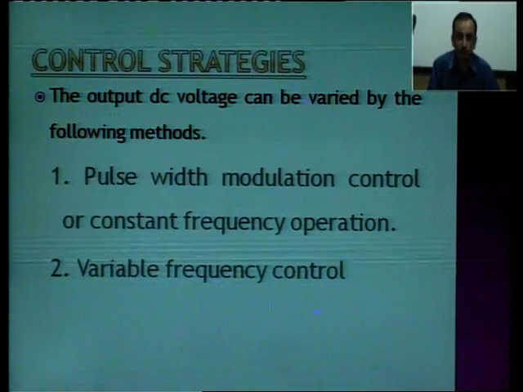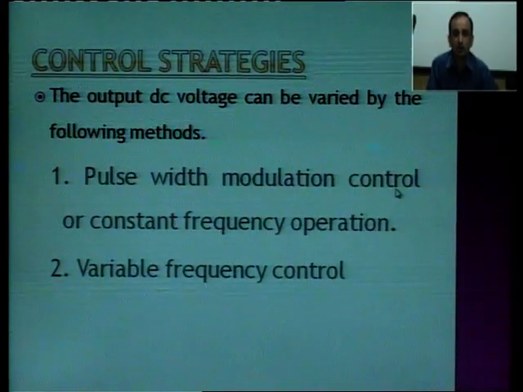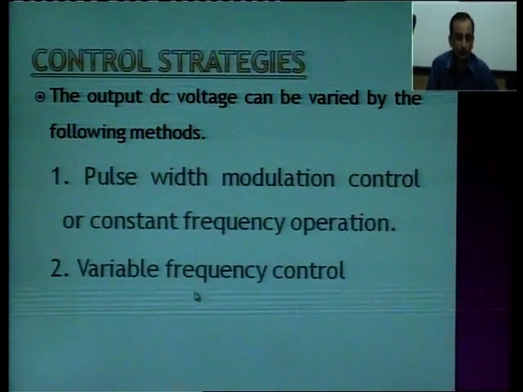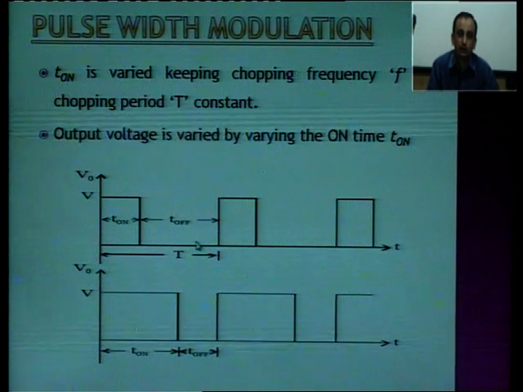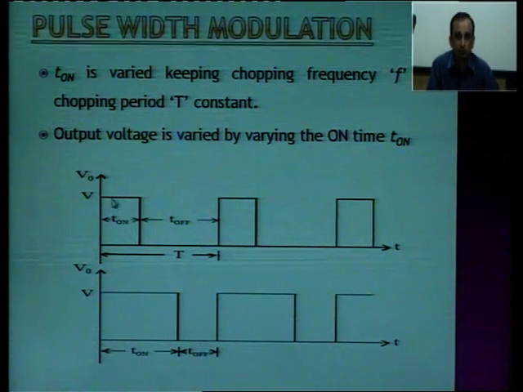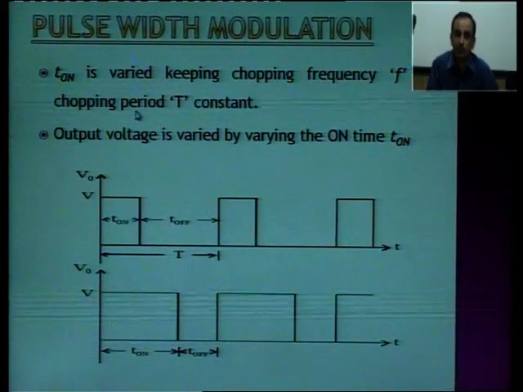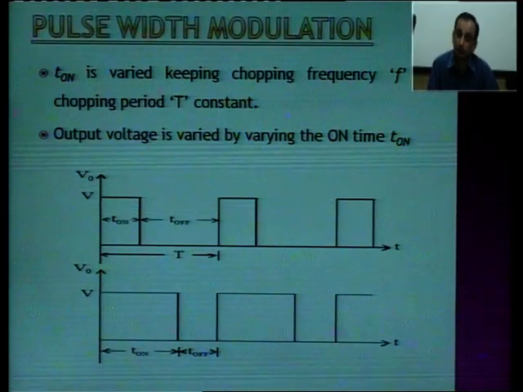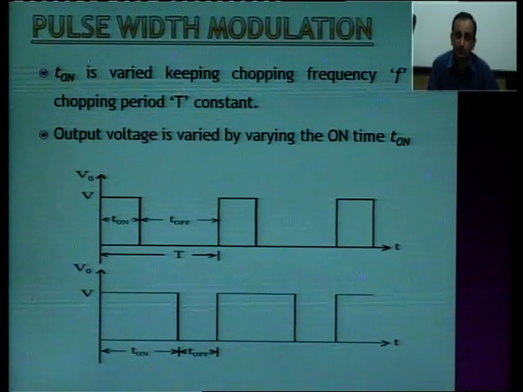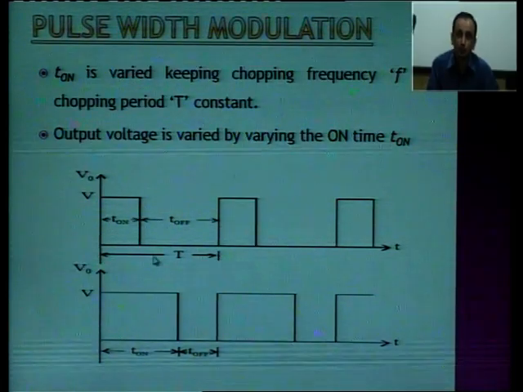Now, we can control the output DC voltage in a chopper. There are two methodologies which are used. The first is pulse width modulation control, which we can also call constant frequency control, and the second is variable frequency control. In pulse width modulation, we keep the turn on time varying, and we keep the total time T, that is the cycle, at a fixed value. That is, T is constant.